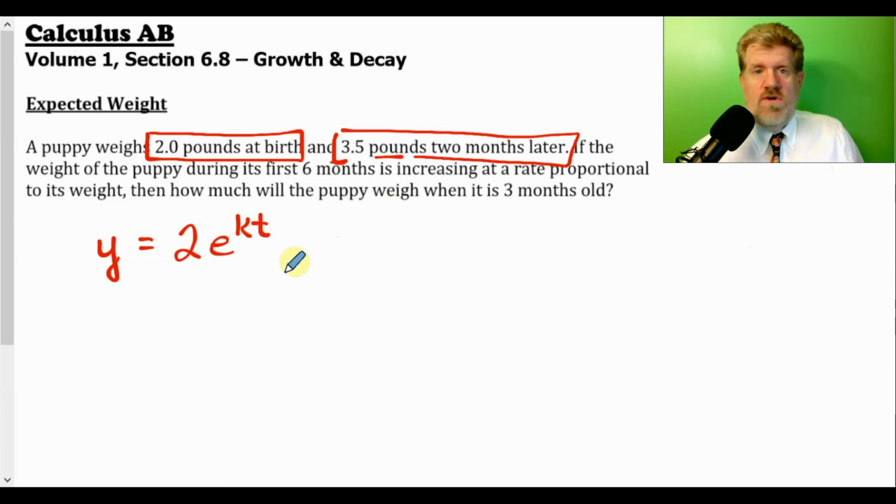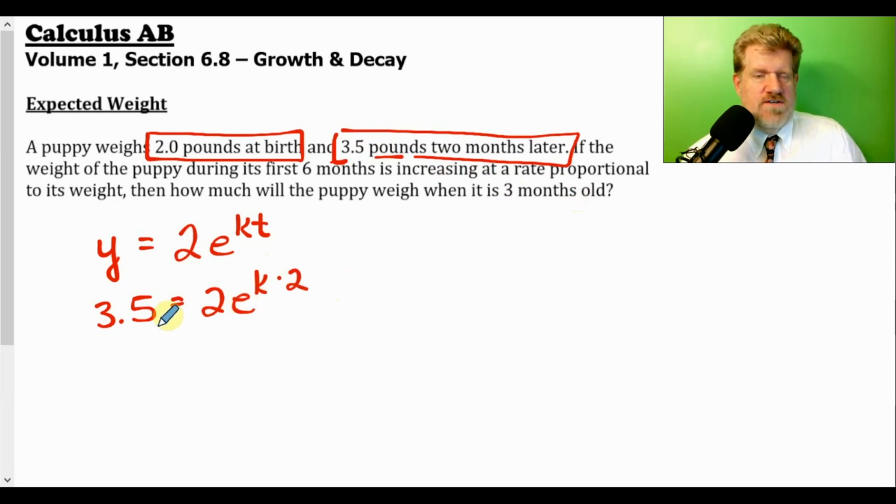Now, we don't know. We don't have a puppy growth chart, but I can tell you, if we know 3.5 pounds in 2 months, I can tell you in 3 months, if the rate of change is the same, what that puppy should weigh. So let's use this fact right here. So 2 months later, the puppy is 3.5 pounds. So my time is 2. My k is my only unknown, so I can solve for k. I'm going to solve for my constant of proportionality. So I'm going to divide by 2.